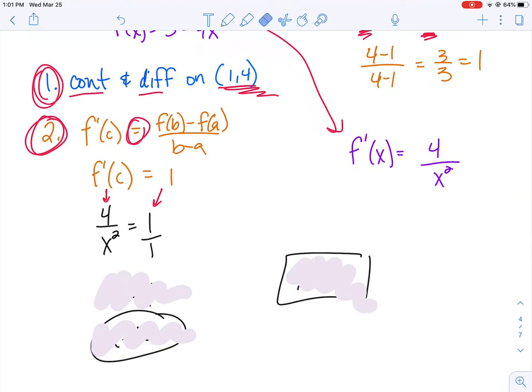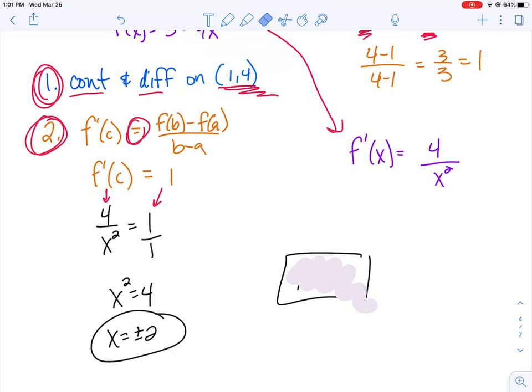I ended up putting that 1 over 1 so that I had 2 fractions equal to each other, and then I can solve, one of the methods is by cross multiplying. I can cross multiply, and I ended up getting x squared equals 4, and then I can solve for x. Now be careful, you should end up getting x equals plus or minus 2. What that's saying is that at x equals 2 and x equals negative 2, the average rate of change is the same as my instantaneous rate of change.